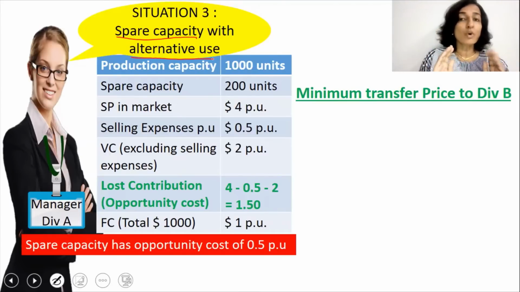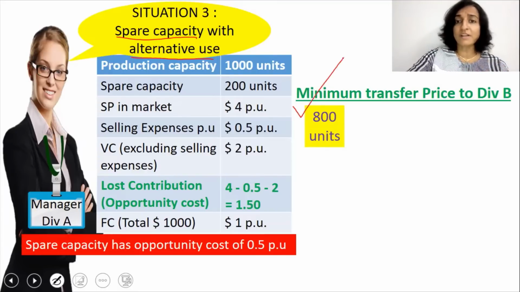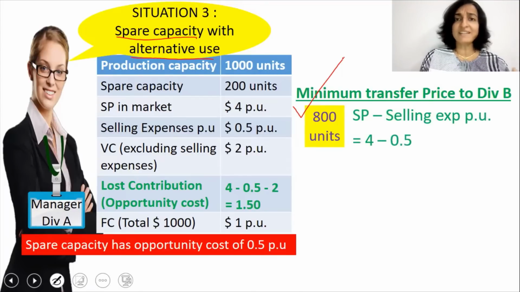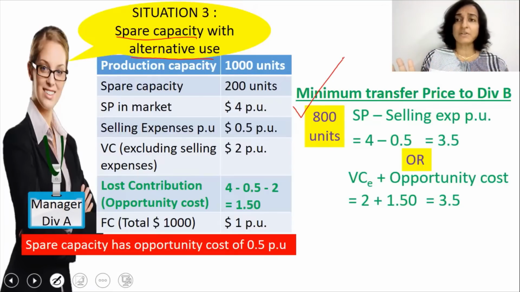So in this case, what do we do? For 800 units, it's the very same thing. That is the quantity that we are able to sell in the market. So it's just selling price minus selling expenses per unit. So we copy the very same thing that we did in the previous situation. There is absolutely no change for the 800 units.